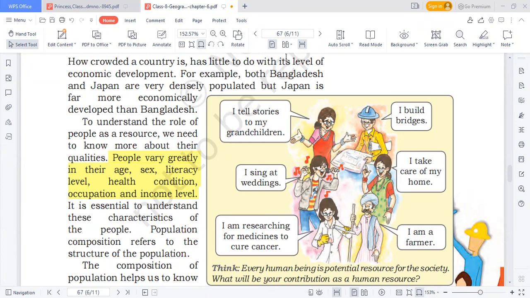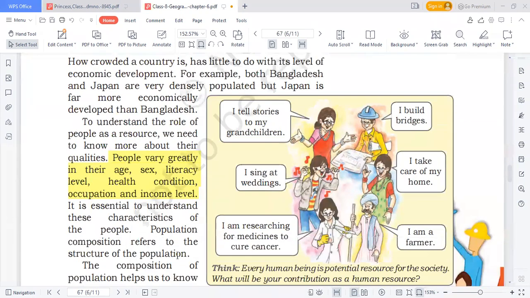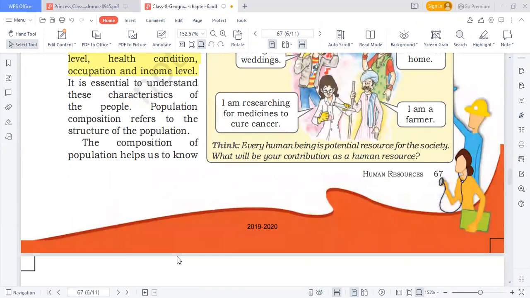In our country, when we are talking about population composition, the study of population composition of any area, any district, state, or the whole country, we emphasize the study of the sex ratio. Sex ratio is defined as the total number of females in proportion to 1000 males. It means in the total population, on average, how many females are present in comparison to 1000 males.